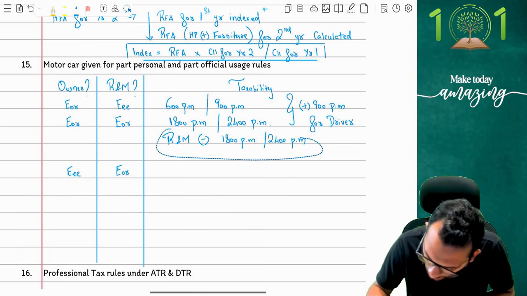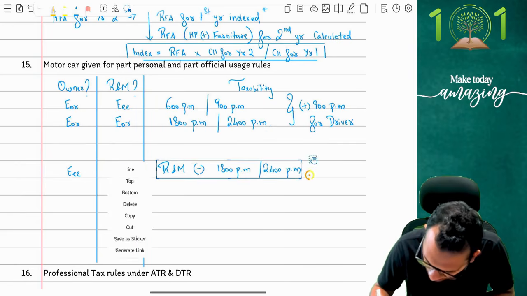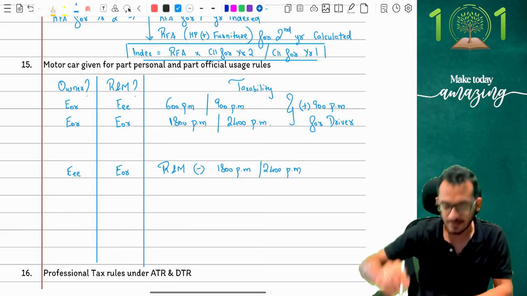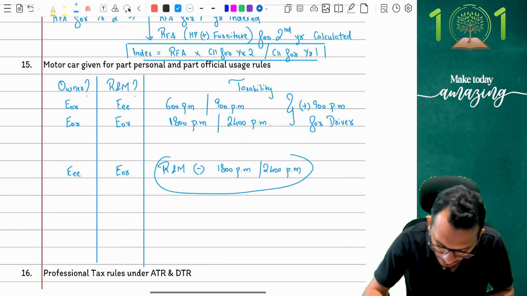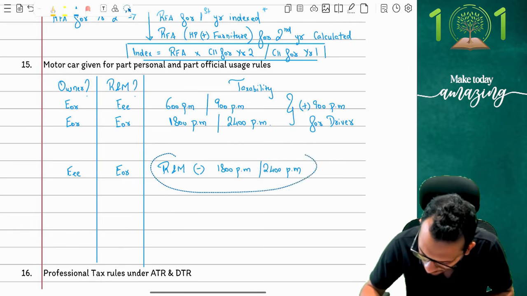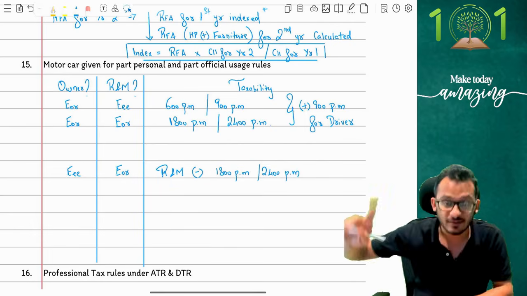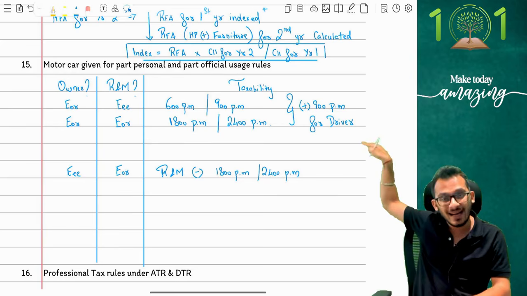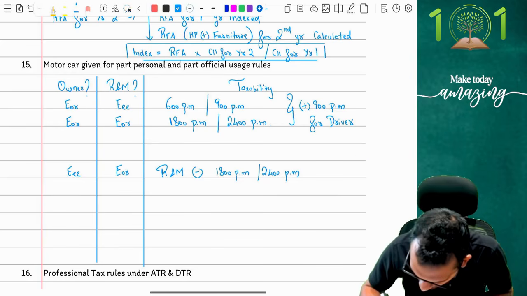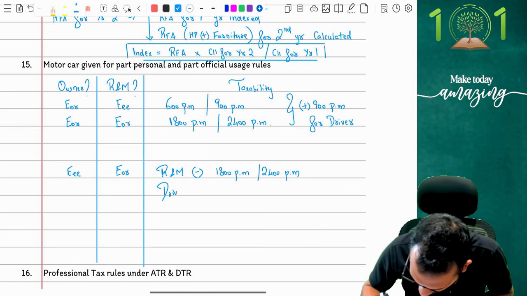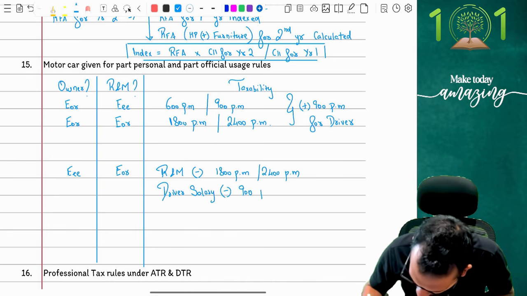Income tax has come and told, if in any scenario a driver is given in the third case, what will happen, people? I will go in reverse. In the previous one, what did I do? I taxed 900 per month, but here income tax will say if a driver is given, then the driver salary is fully taxable. You will tax the full driver salary, but then you will exempt 900 per month in it.